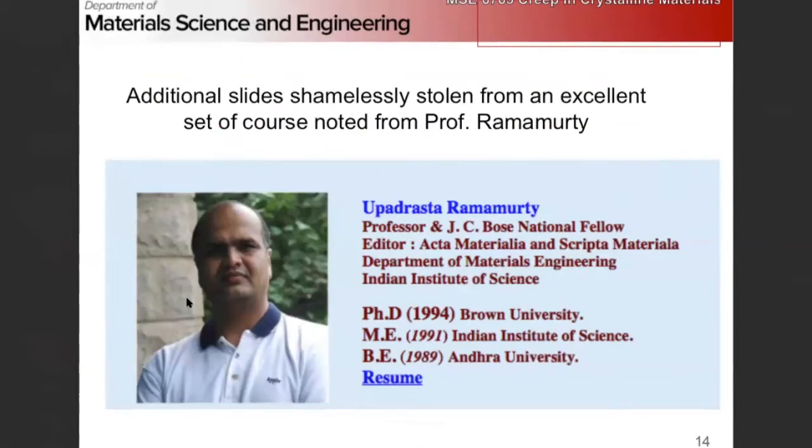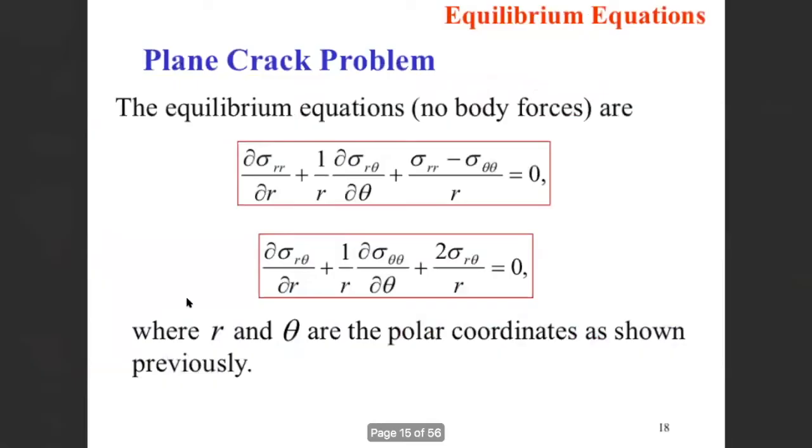Did you ever have a course with him? No? It's a very well-known mechanics guy. He's also an editor for Acta. But you were also at IISc, right? Were you in materials or mechanical? Okay. But anyway, he did his PhD at Brown, I believe, with Alan Needleman. A very nice guy and a really excellent mechanician.